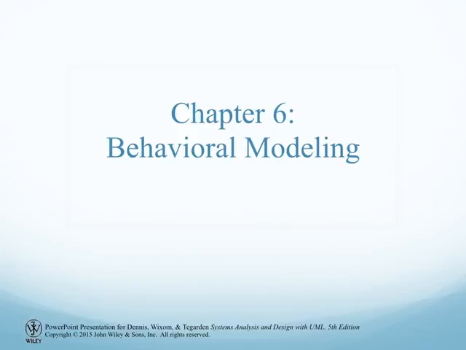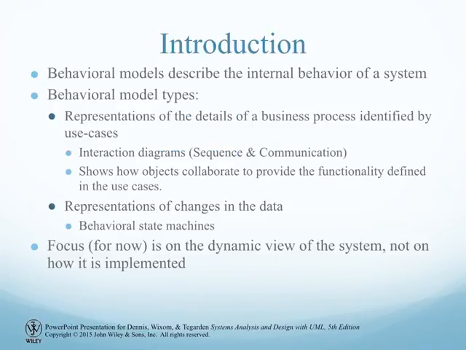Now, I'm going to be talking about mostly the first part of Chapter 6. I won't be discussing the state machines or the CRUD matrices, but I will be talking about the interaction diagrams, the sequence and communication diagrams. Now, very briefly, behavioral models describe the internal behavior of a system. This means how the information is passed between the different classes and the different objects within the system, not externally.